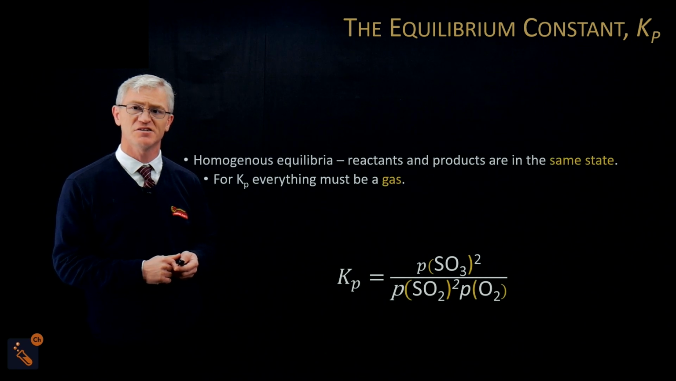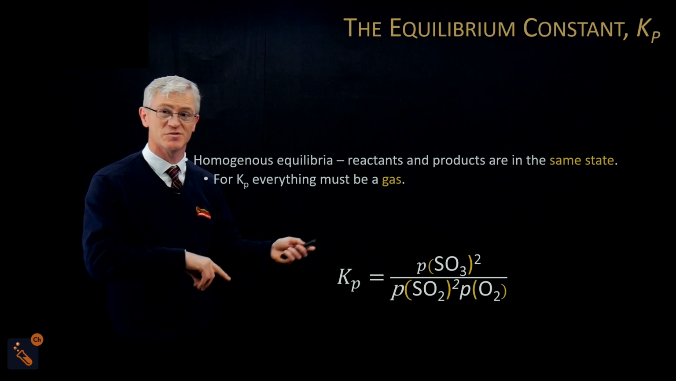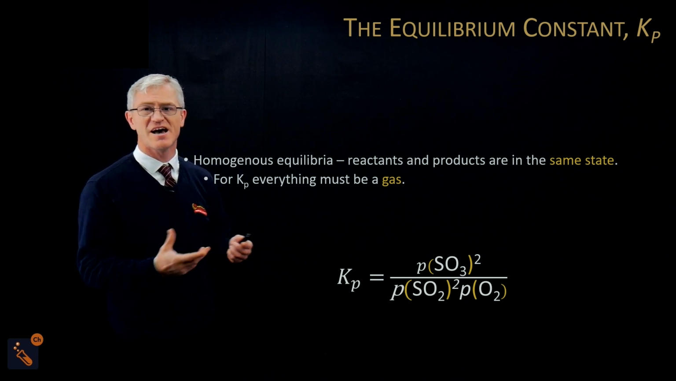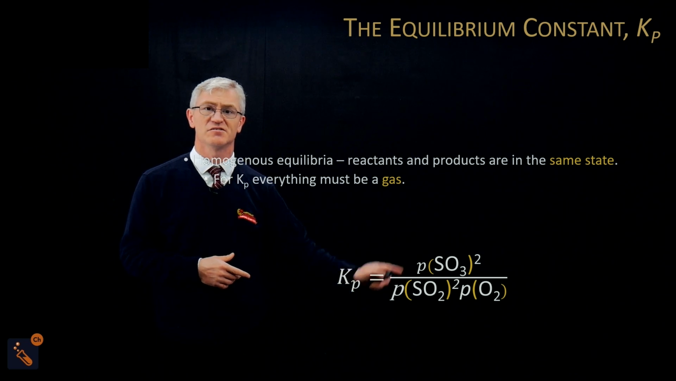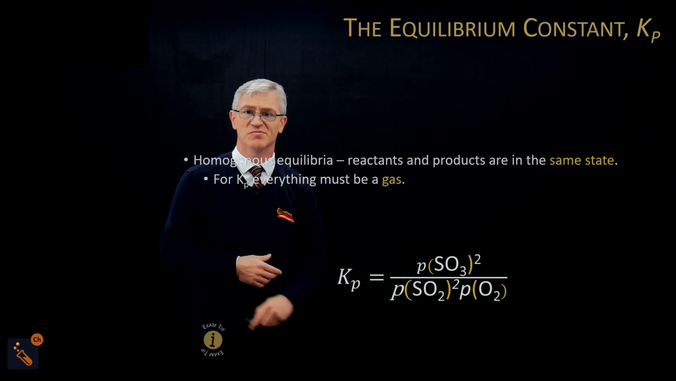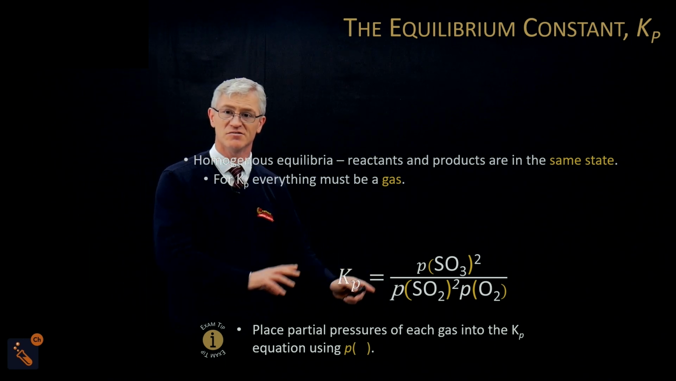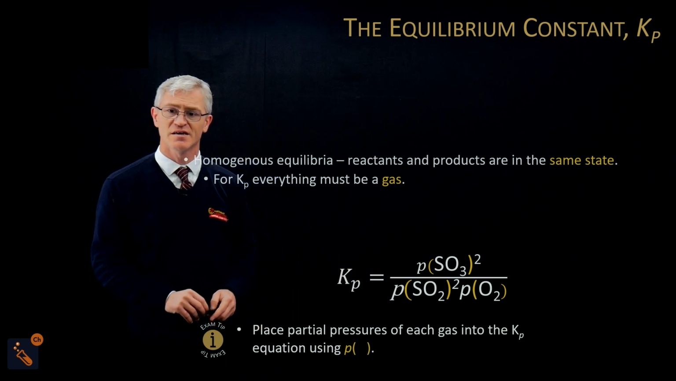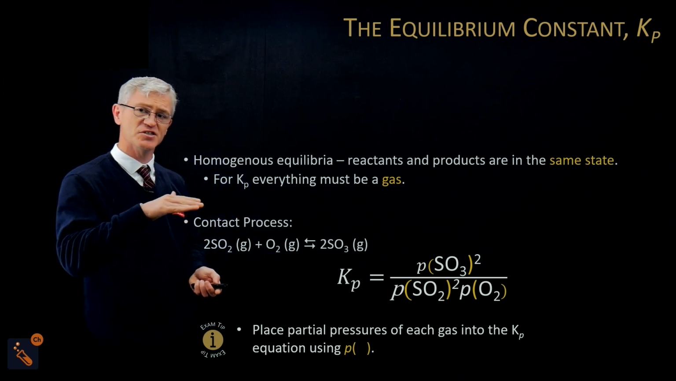Kp is just with homogeneous equilibria, so everything must be a gas, absolutely everything. And it's exactly the same in terms of products over reactants. Everything must be in the same state, and we put the partial pressures into the equation. Now, think of it like this. This is for the contact process.